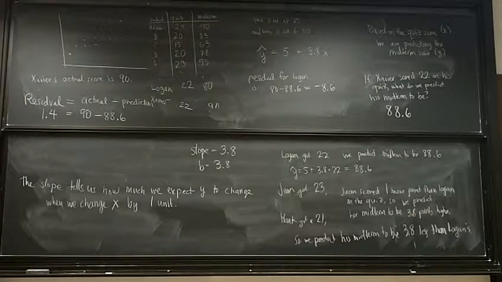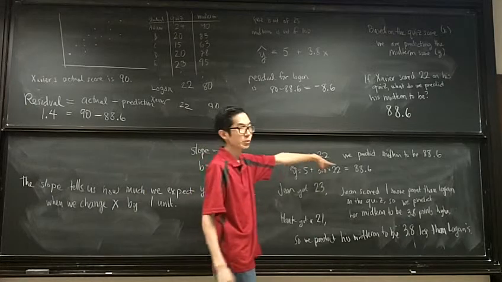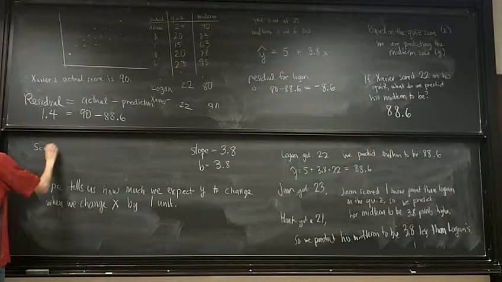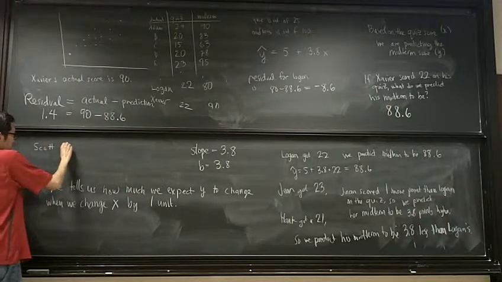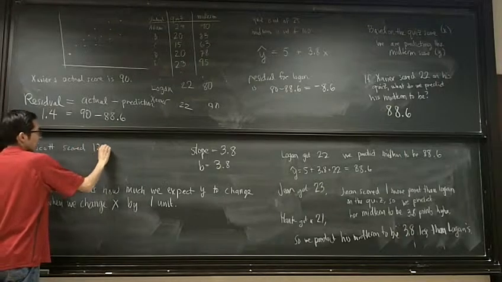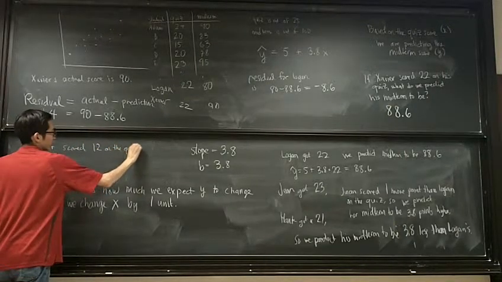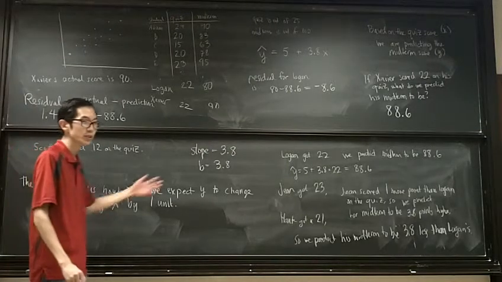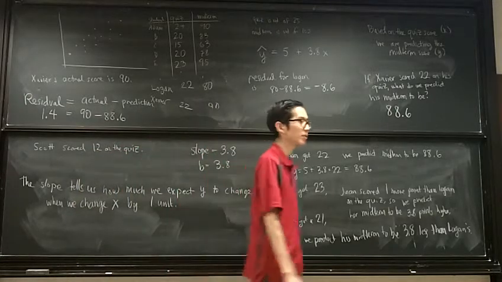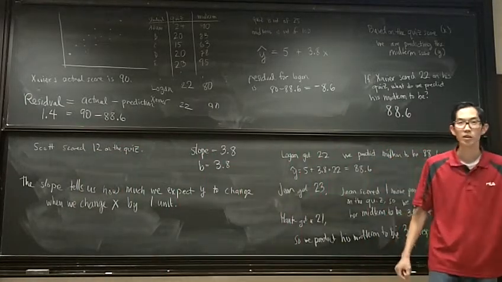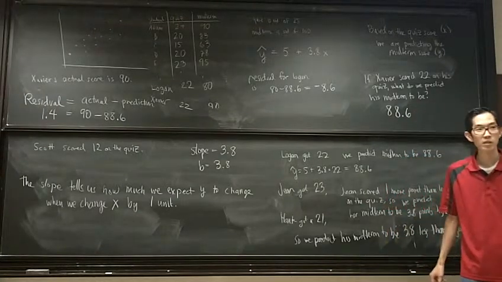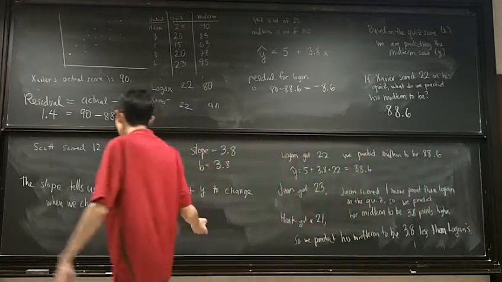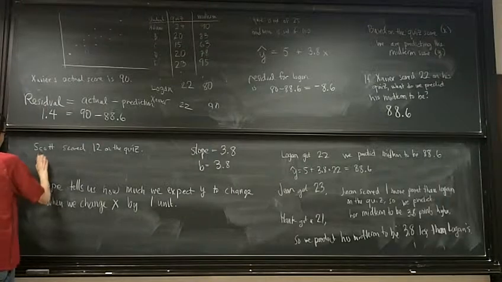Logan got 22 on his quiz and we predicted 88.6. Let's say Scott scored 12 on the quiz. Maybe Scott's not a very good student. Scott scored 12 on the quiz. How many points lower than Logan do we predict his midterm to be? 3.8 times 10. We predict his midterm to be 3.8 times 10 lower than Logan's.